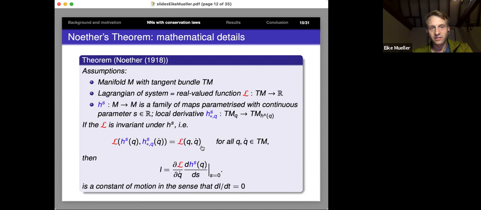So that's the assumption. That means that the Lagrangian is invariant, and Noether's theorem now says that if this is the case, then there is an invariant quantity, and we can work out what that quantity is by taking an appropriate derivative of the Lagrangian and the derivative of this map at s equals 0. This quantity I here is then a constant of motion, in the sense that it doesn't change over time. It stays the same during the motion.